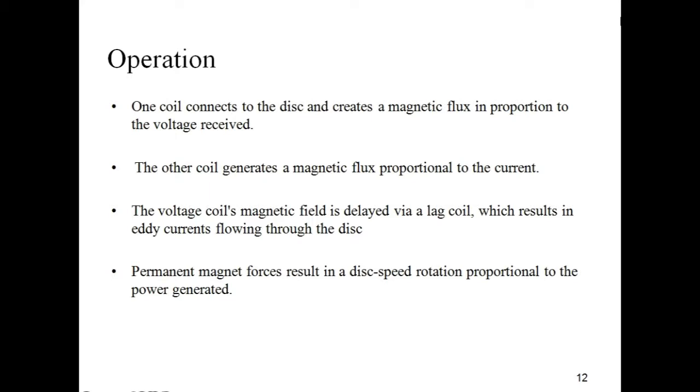These currents exert force on the disk proportional to the coil's current and voltage. A permanent magnet exerts an opposing force on the disk. These forces result in disk rotation speed which is proportional to the power generated. The disk activates a register device, which counts the disk revolutions in order to calculate energy consumption.